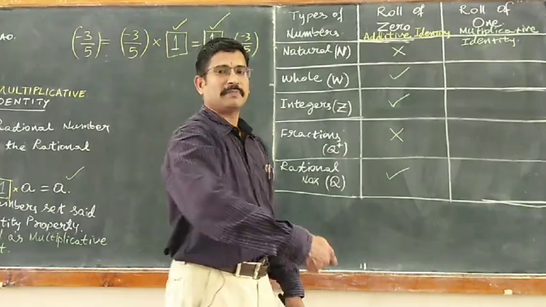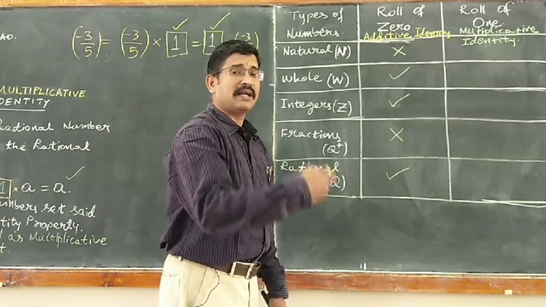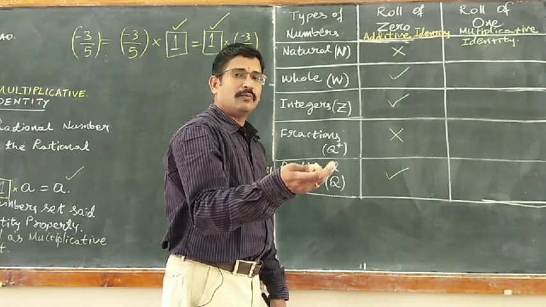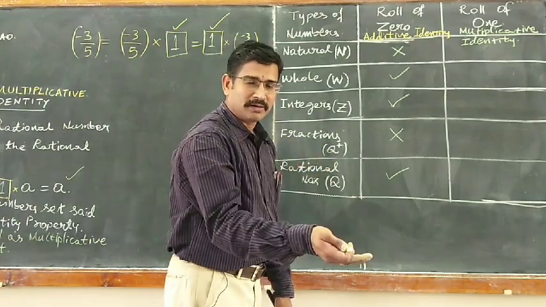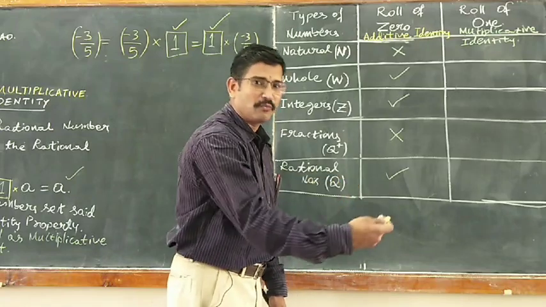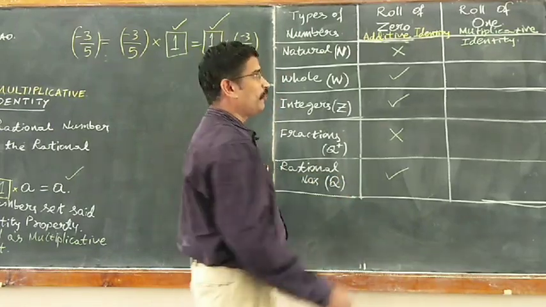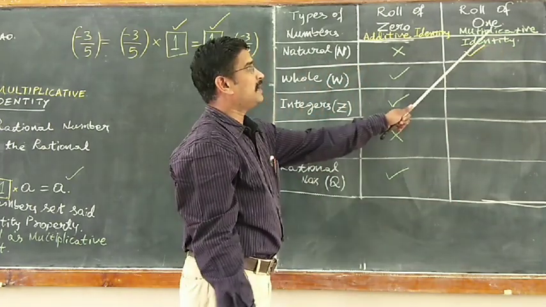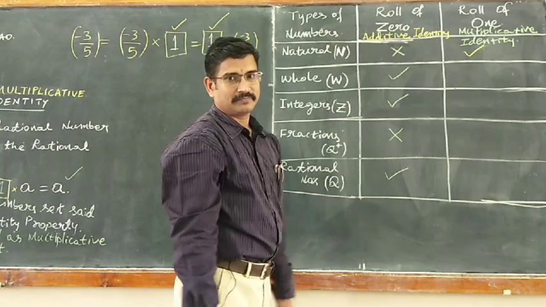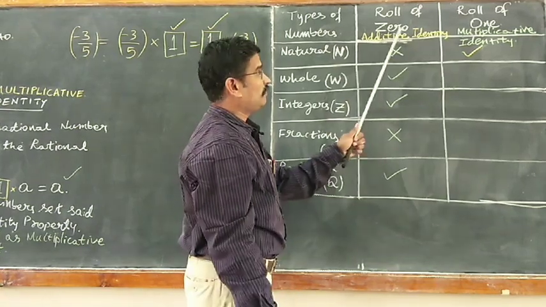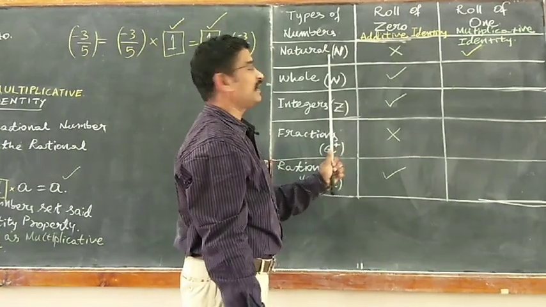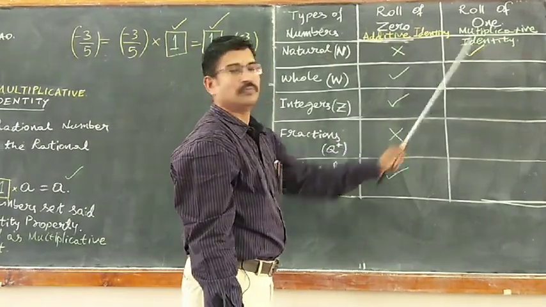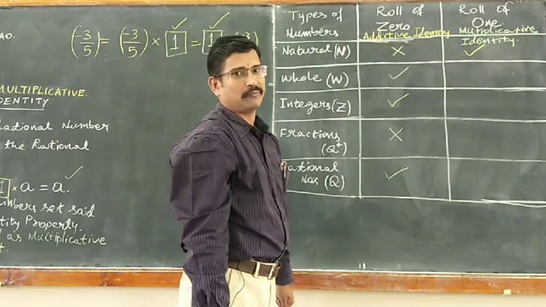Yes. If 1 is a part of the natural number set, any natural number multiplied by 1, or 1 multiplied by any natural number, the same number we have taken will be the result. Therefore, for the natural number set, multiplicative identity property will be there. Though additive identity is not true for the natural number set, multiplicative identity for the natural number set is true. So, we have to carefully watch that.